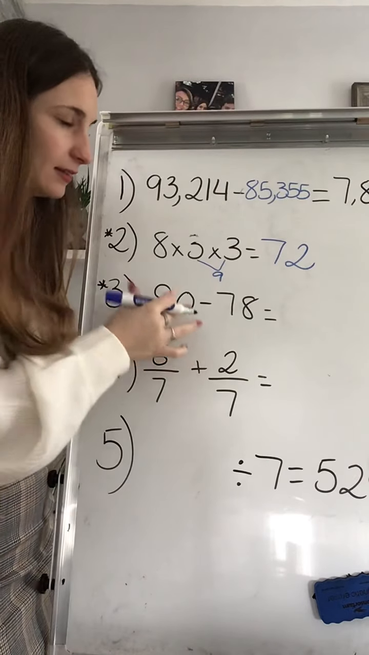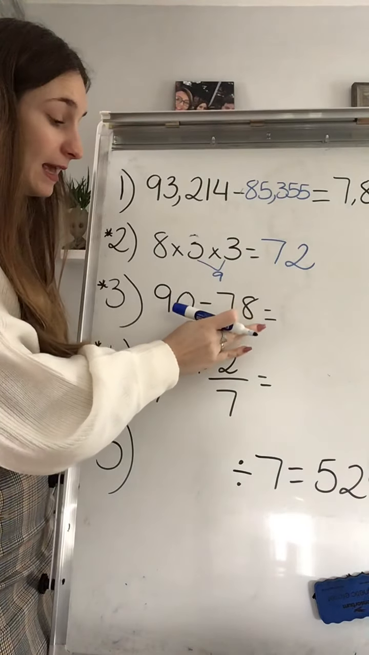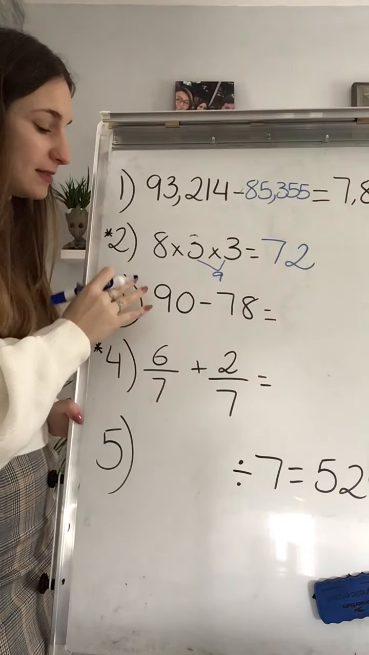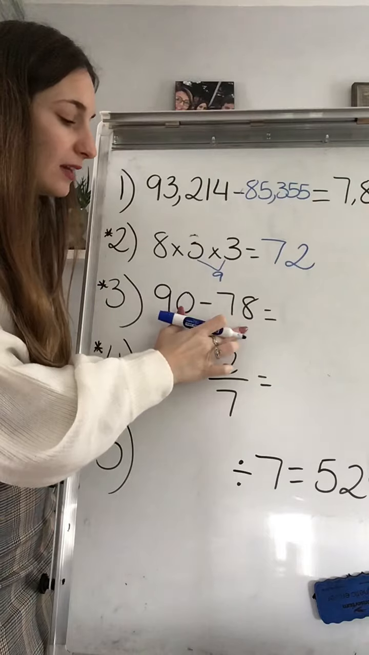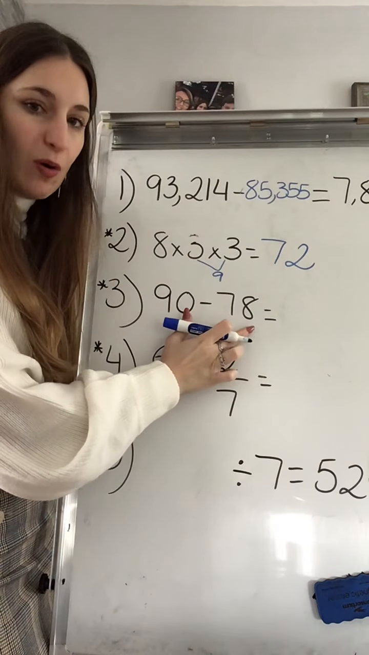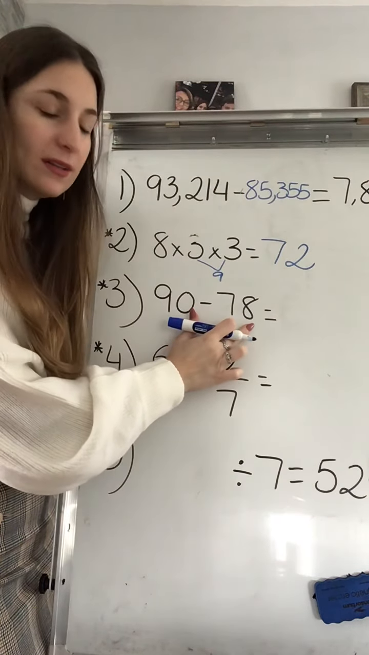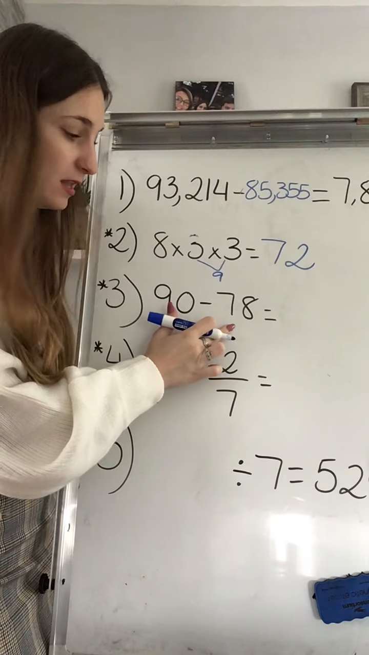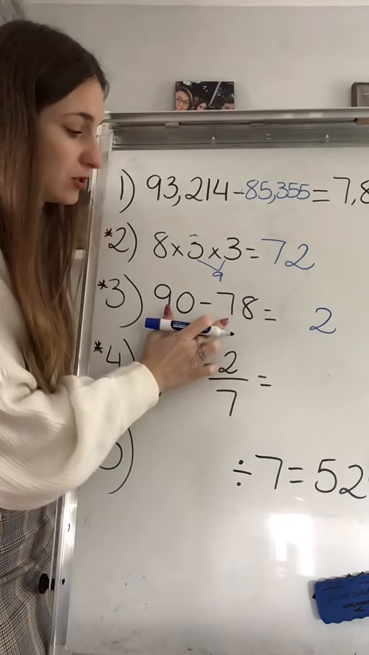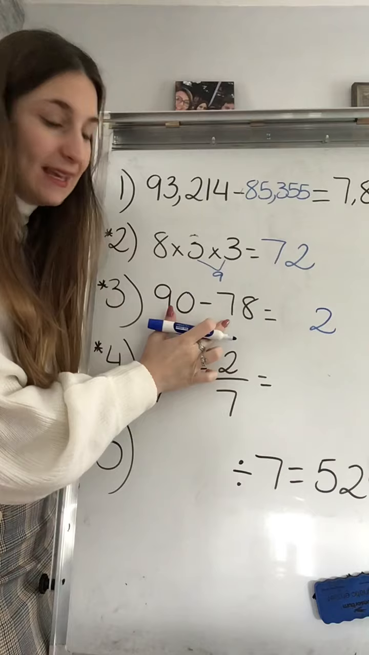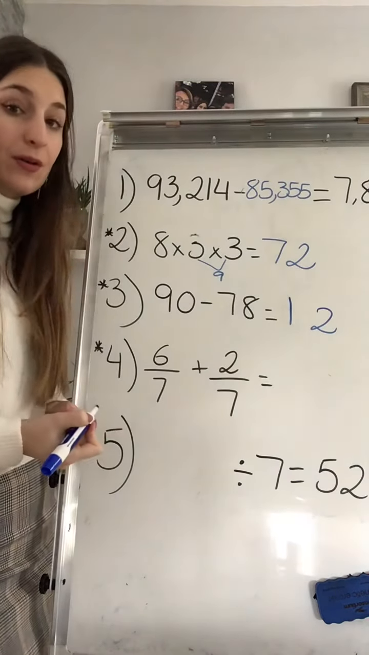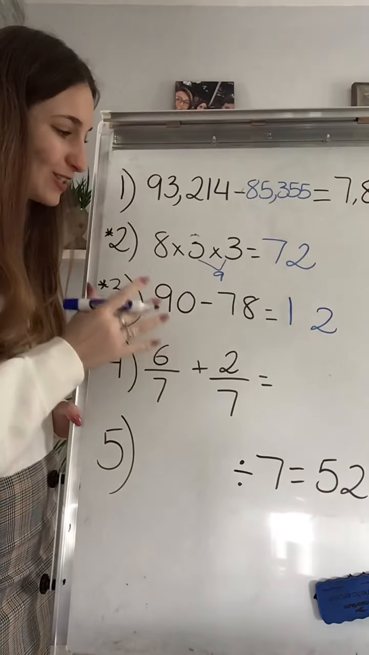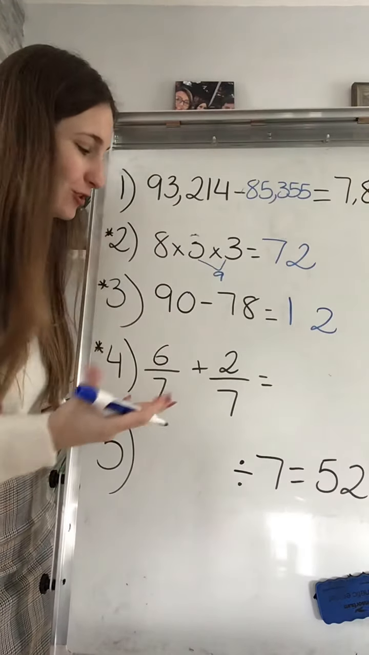Number 3, 90 take away something is 78. As well mentally, but you can, if you want, try to jot it down. But I know that if I give 2 more to the 78, it becomes 80, and then 10 more. So 78 will be an 80, and 80 to 90 is 10 more, so 12 more. Let me just slow that down and then show you.